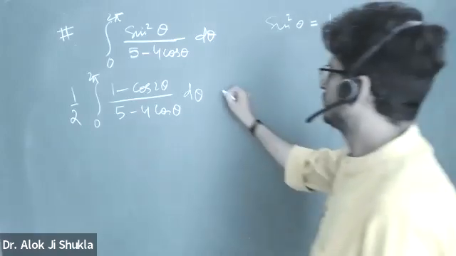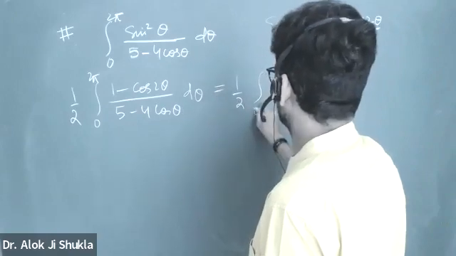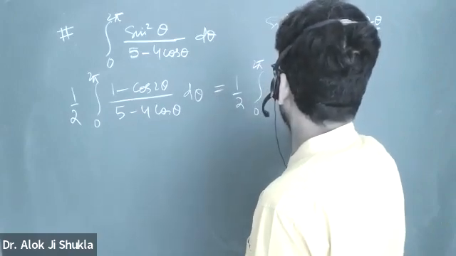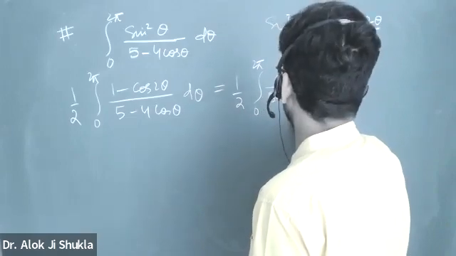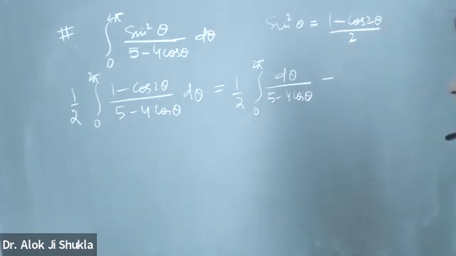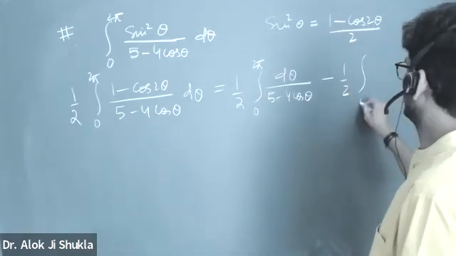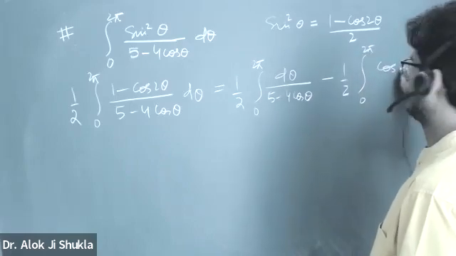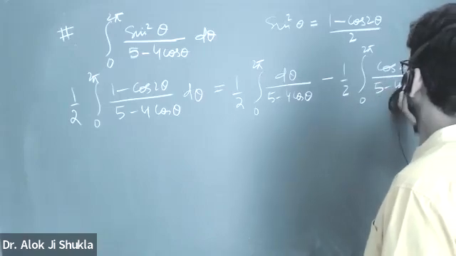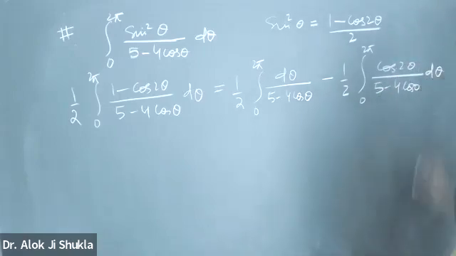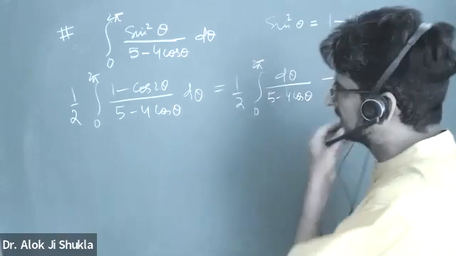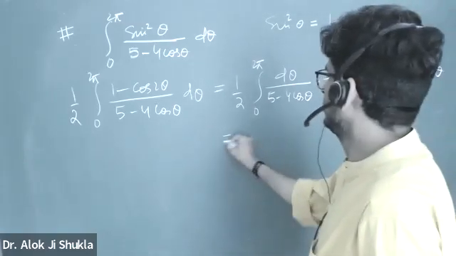And I can separate it into two problems. One will be half, integral 0 to 2 pi, d theta by 5 minus 4 cos theta, and minus half, integral 0 to 2 pi, cos of 2 theta by 5 minus 4 cos theta, d theta. Is this okay? Is that okay? Yes, sir. So this we have done.